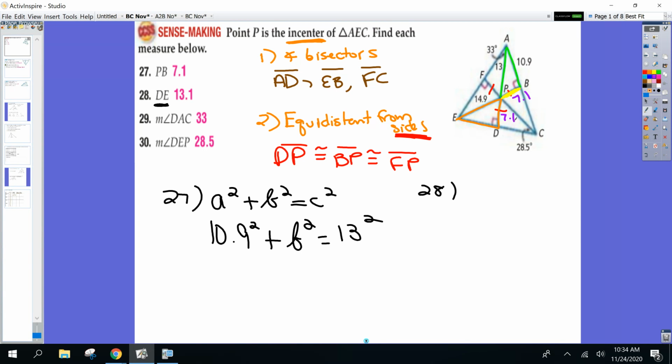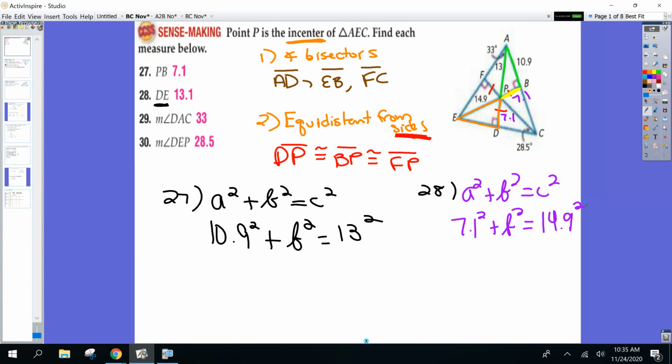Now you can do the Pythagorean Theorem again. Everyone see how I just used 27 to get to number 28? In-center, equidistant from all three sides, so those three segments are equal. So again, A squared plus B squared equals C squared. 7.1, which I just found in problem 27, is a leg. ED is the other leg. And what's the hypotenuse? Across from the right angle, 14.9 squared.